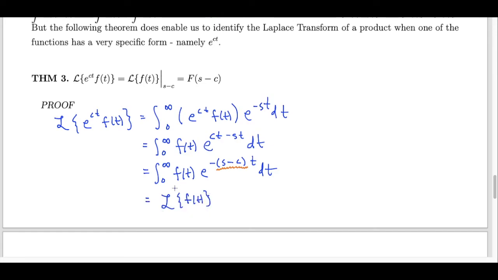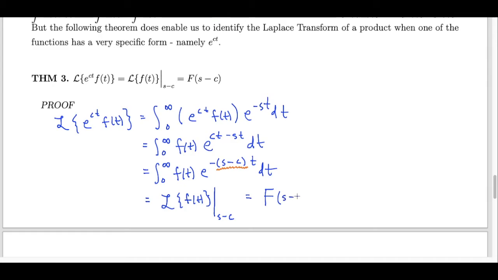But instead of this Laplace transform, which is normally in terms of s, I have the quantity s minus c plugged in. So one way to indicate that is to say that this transform is evaluated at s minus c. Alternatively, in this other notation, we're going to get the transform of little f, which would be capital F, but instead of being a function of just s itself, it's now a function of this more complicated quantity s minus c.